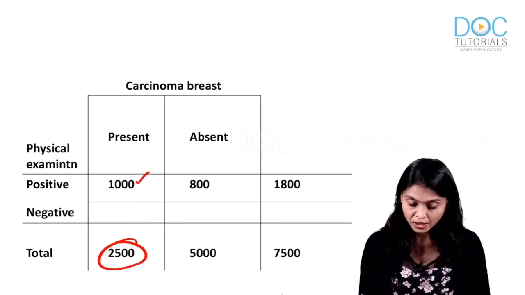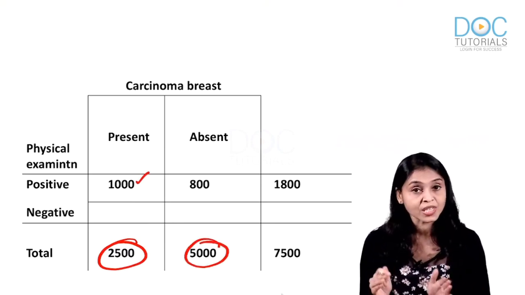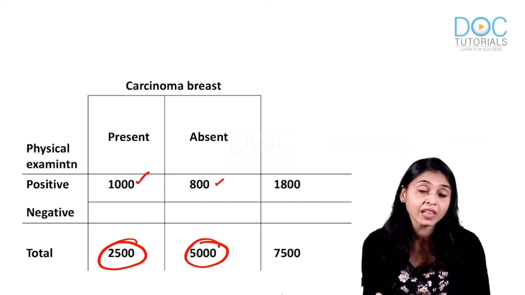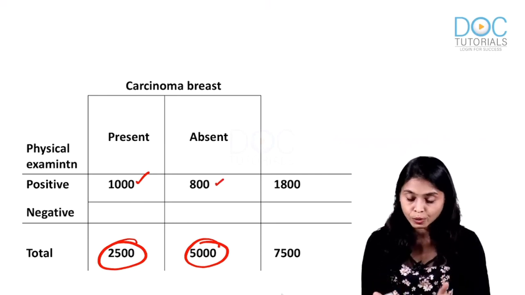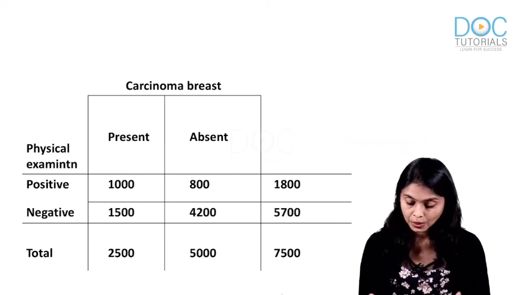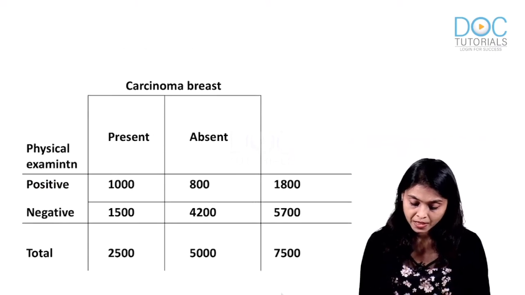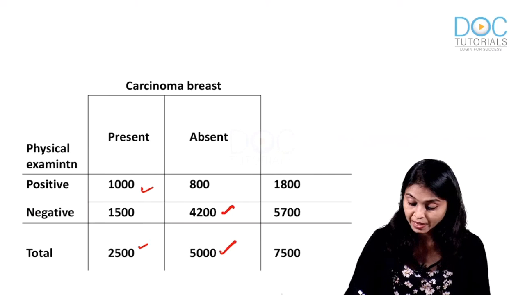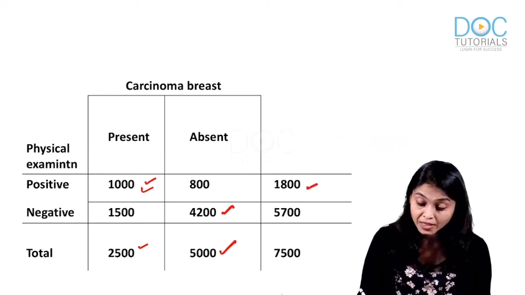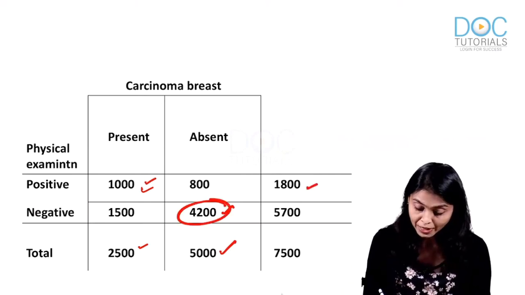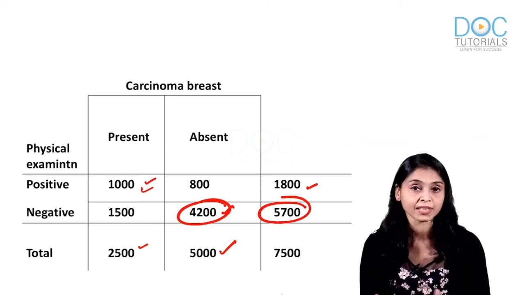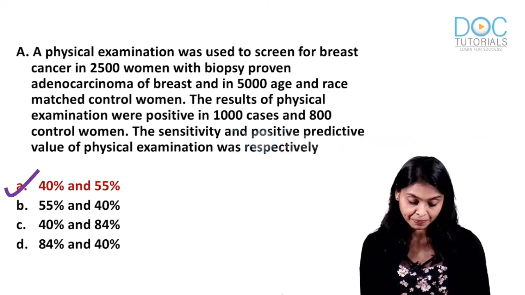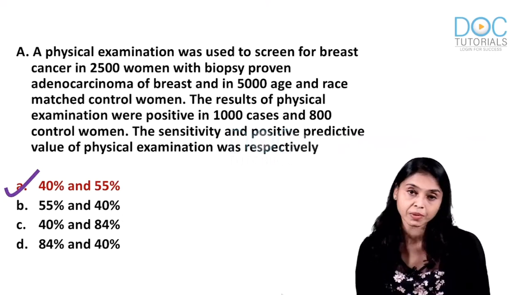Out of 2,500 CA patients, when they did a physical examination, 1,000 were found to be positive. And out of 5,000 patients without CA breast, 800 gave a positive result. This has already been given in the question. Now, can't you do the rest? Yes. Sensitivity is 1000 divided by 2500, specificity 4500 divided by 5000, positive predictive value 1000 divided by 1800, and negative predictive value 4200 divided by 5700. Out of this, 2 are asked in this particular MCQ, which are 40% and 55%.